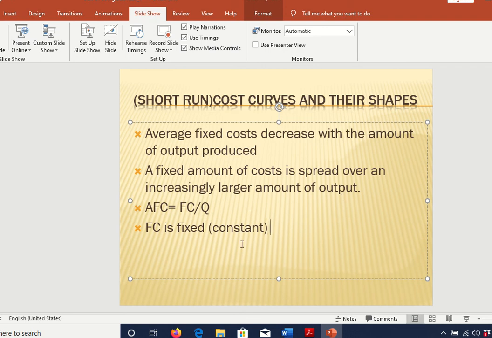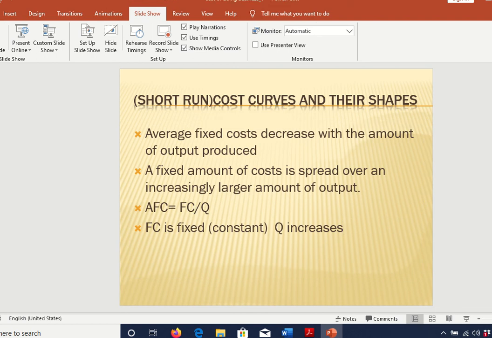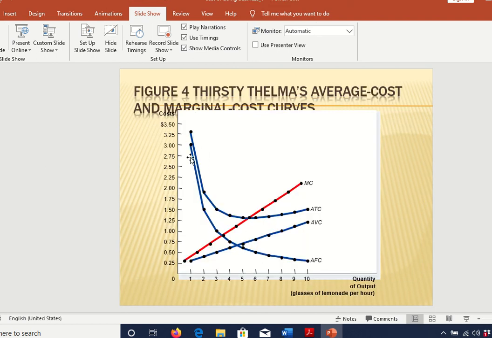And then quantity keeps increasing. So mathematically, when you have a numerator that doesn't change and a denominator that keeps becoming larger, then the whole term will become smaller. So that's why we have a downward sloping average fixed cost. We always have a downward sloping average fixed cost.